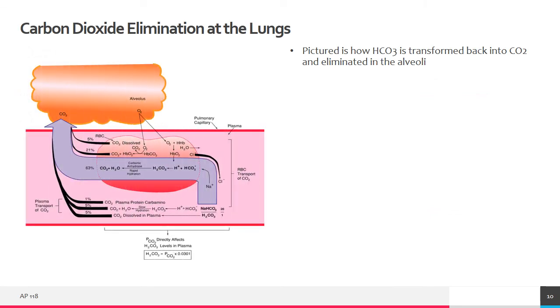Carbon dioxide elimination at the lungs. Pictured here is figure 6-21 from page 297 of your book. This shows venous blood entering the alveolar capillaries, and the chemical reactions occurring at the tissue level are reversed. The chemical processes continue until the CO2 pressure is equal throughout the entire system, and then the CO2 is eliminated in the alveoli.